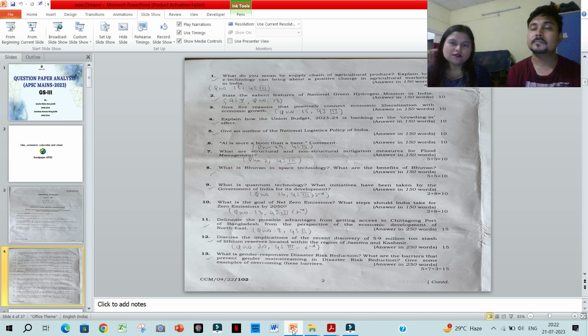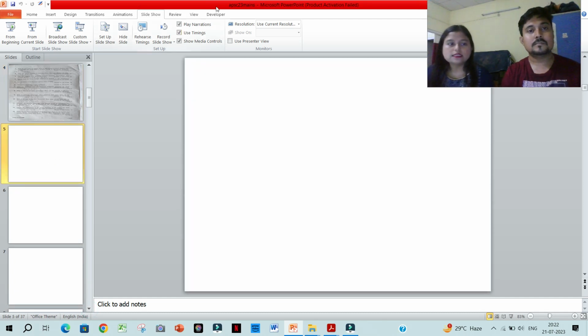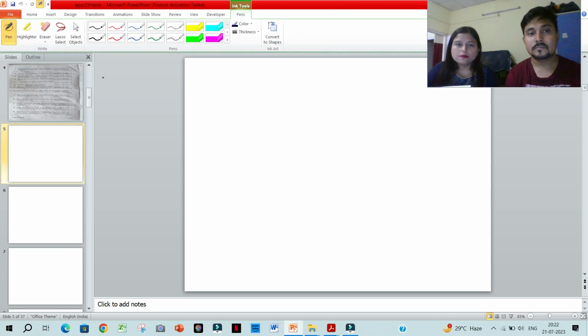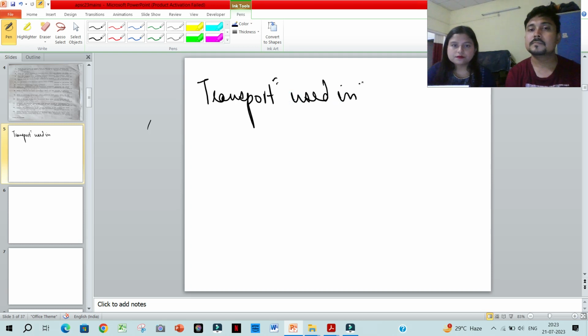But if by chance we do not know very well what this is a part of, very simplistically we can tell that whenever we talk about transportation used in trade, which is the cheapest mode of transportation used in trade? The waterways.